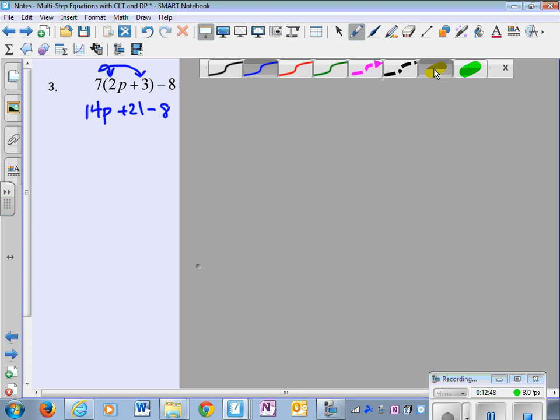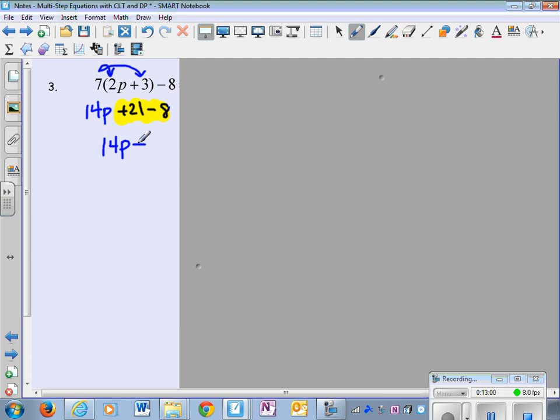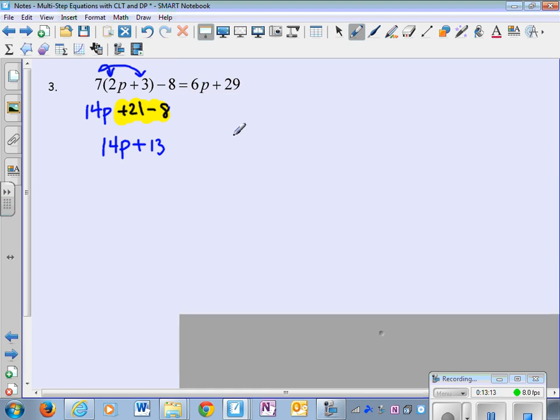Now you're going to make sure that it's completely simplified. And if you see, it's not. I have 2 sets of constants that really need to get combined because they're like terms. So I'm going to combine a positive 21 and a negative 8, which is going to give us positive 13. Now we are completely simplified. We cannot combine variables and constants. So I'm going to bring down the right-hand side, and when you check there, that's completely simplified as well. So now it's ready to solve.